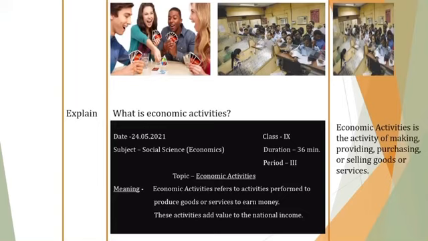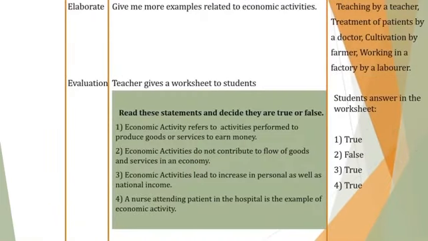Explain. What is economic activity? Student answer, it is the activity of making, providing, purchasing or selling goods or services. Now teacher explains economic activities. Economic activities refers to activities performed to produce goods or services to earn money. These activities add value to the national income. Elaborate. Give me more examples related to economic activity.